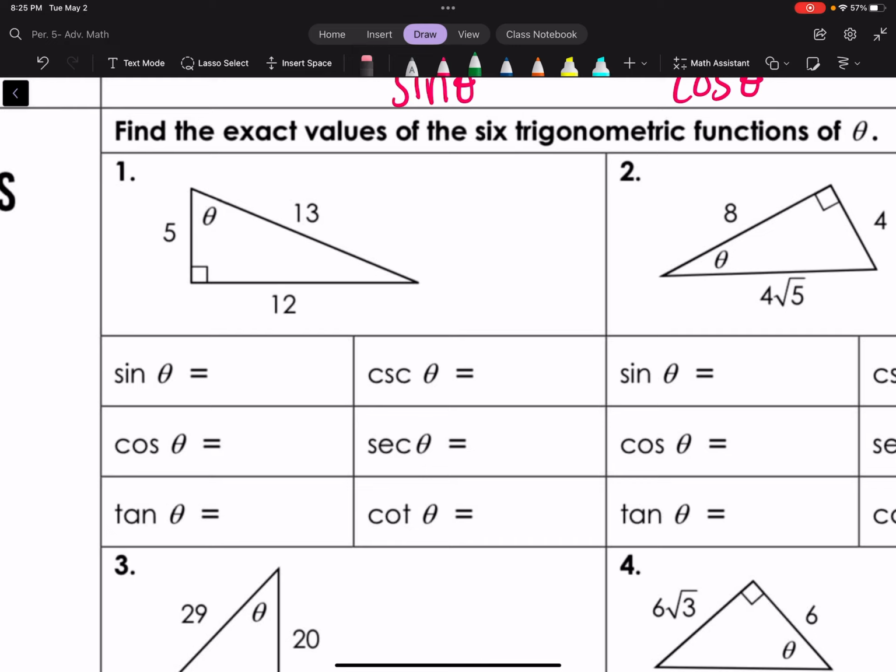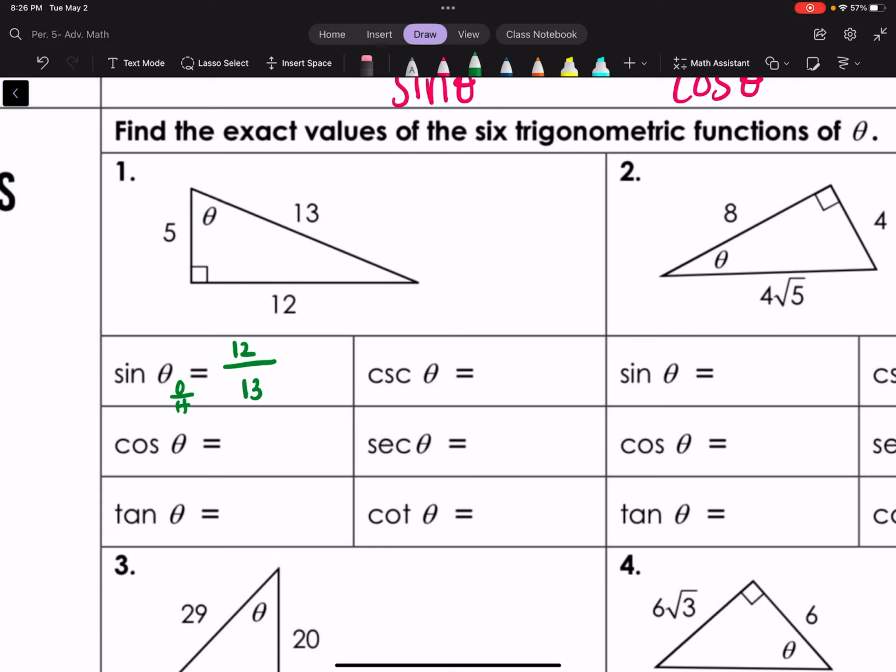So let's start off with the sine of theta. Here's theta up there. I want to go ahead and create the sine ratio. For sine, I use opposite over hypotenuse. So the opposite to theta would be 12, and the hypotenuse is across from the right angle, so that would be over 13. So 12 over 13 is my first ratio.